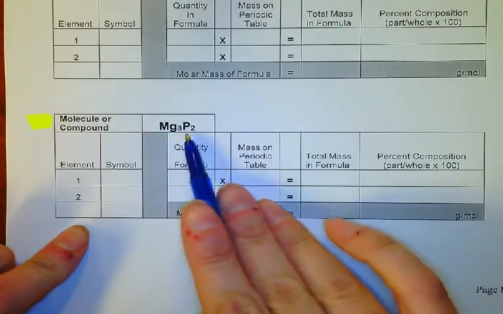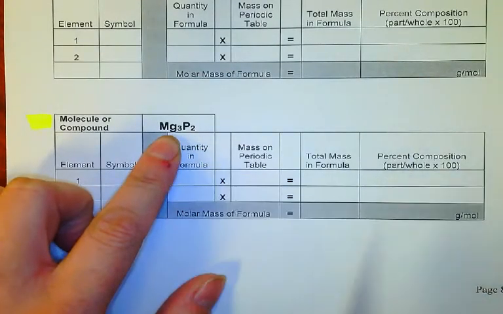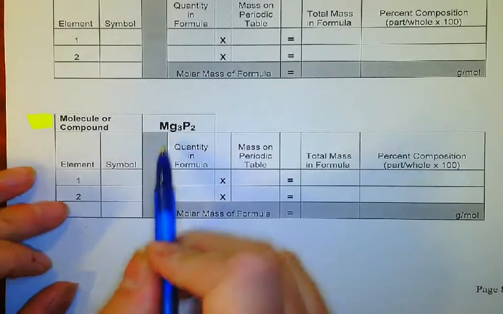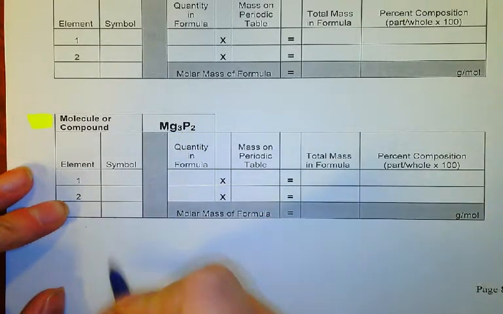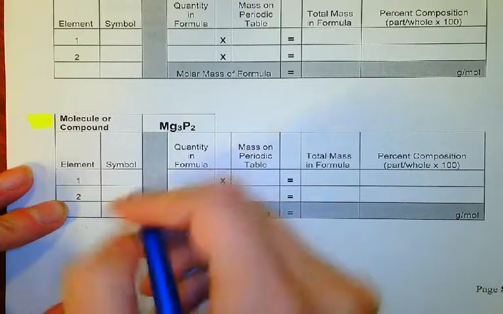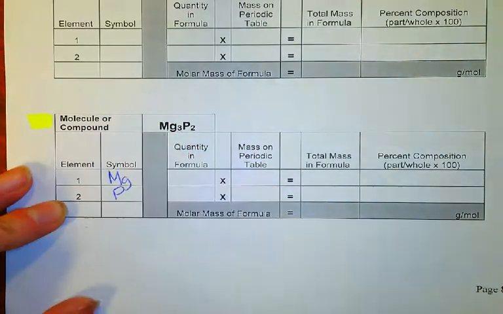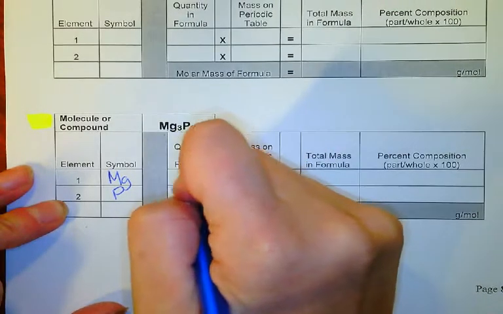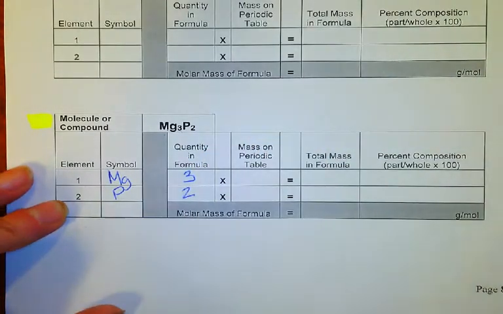What we're looking at here is magnesium phosphide, and you have to have the formula in order to do molar mass or any of that kind of stuff. So I've given you 3 magnesiums and 2 phosphorus. I've already told you that. So my elements in this compound are just magnesium and phosphorus, so Mg and P. Quantity, it says Mg3, so that means I have 3 magnesiums, and P2 means 2 phosphorus.